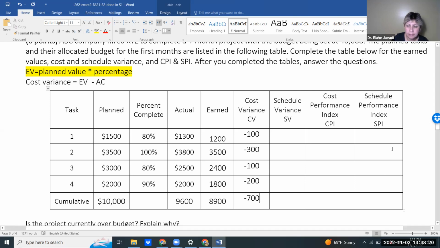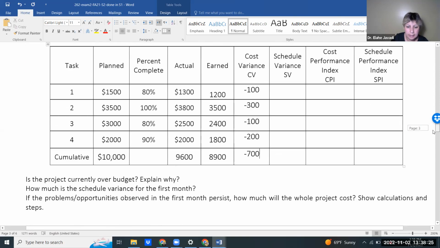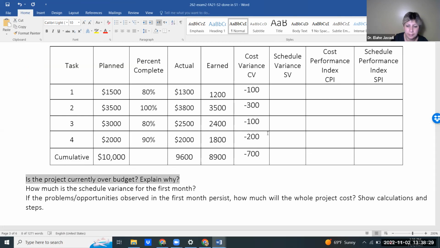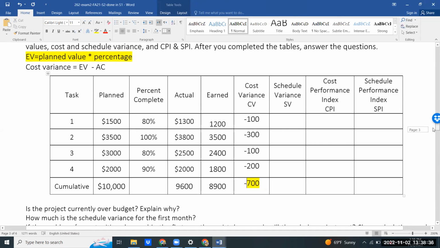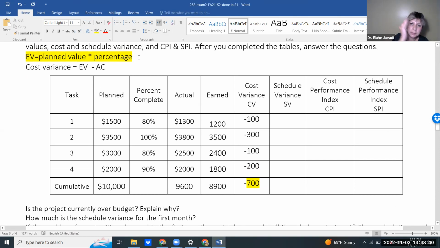So the first question is answered. Dan, can you answer that? Is the project currently over budget? Why? Can you answer that based on this number? Yes, because it's negative. Perfect. That's it. It's over budget because cost variance is negative. Or if it was zero, on budget. If it was positive, under budget. Good job, class, doing this with me.